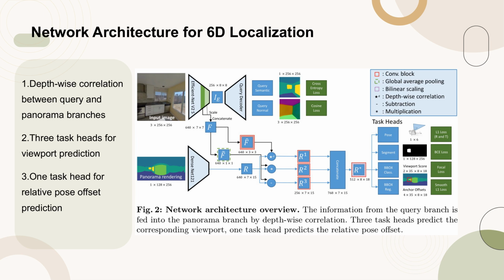Figure 2 provides an overview of the network architecture designed for 6D localization. The architecture is divided into two main branches, the query branch and the panorama branch. The query branch processes the input image, while the panorama branch handles the panoramic reference images. The key feature of this architecture is the depth-wise correlation, which allows information from the query branch to be fed into the panorama branch, facilitating the integration of features from both domains.